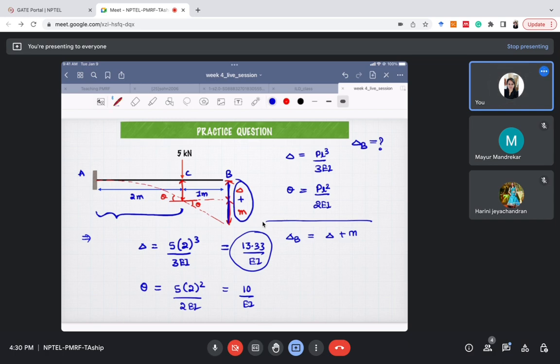We know that this portion is a straight line. This value of theta we know. Therefore, when theta is very small, M will be simply equal to theta multiplied by this length. This length is 1 meter. So M will be equal to theta into 1 meter. So finally, our value of delta B will be equal to this delta plus M. Therefore, it is coming out to be 23.33 divided by EI.